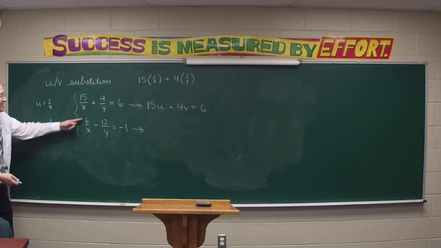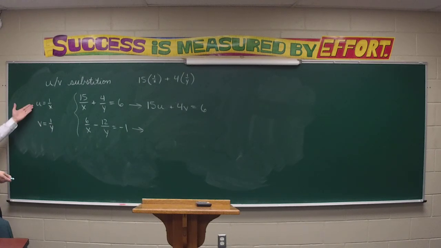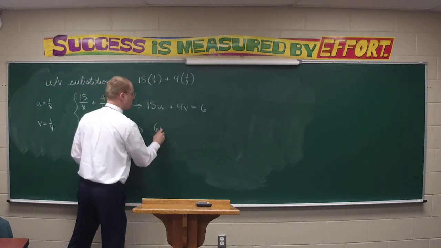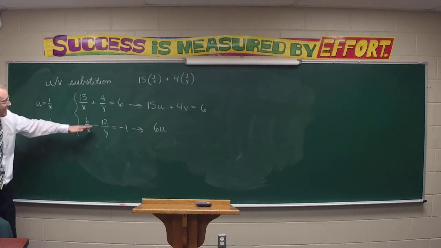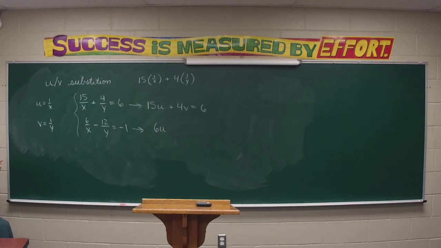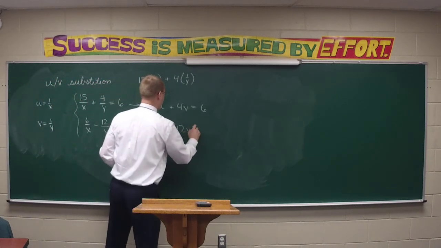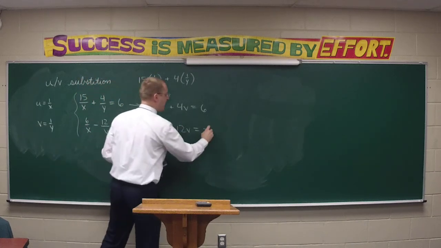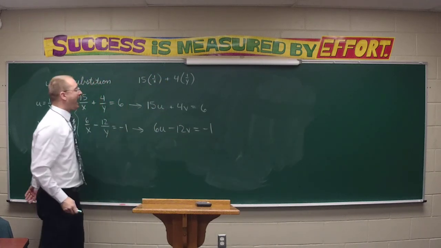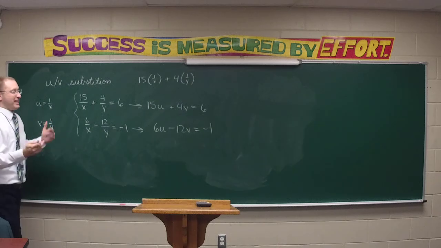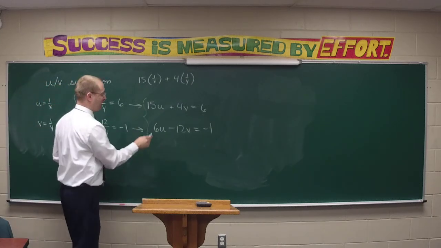6U. 6 times the reciprocal of X, or 6U, because U is the reciprocal of X. I'm choosing to represent it that way. So a negative 12 over Y, class, could become negative 12V. And I don't have to mess with the negative 1. It can stay a nice, easy negative 1. And then I can solve this the way I would any other system of equations now.